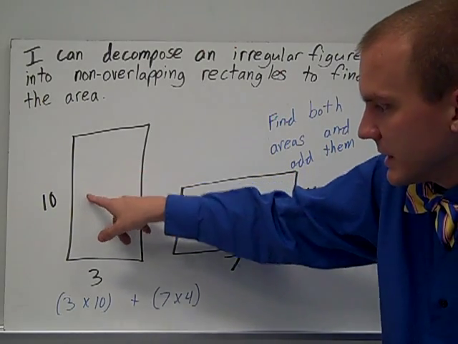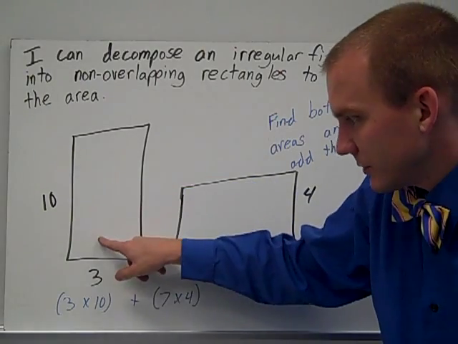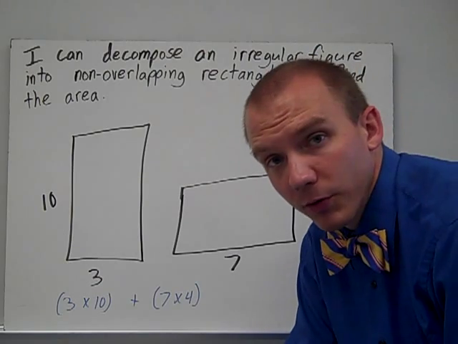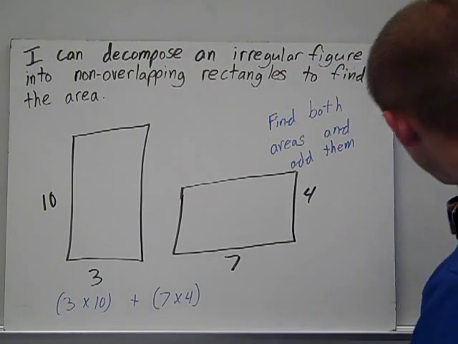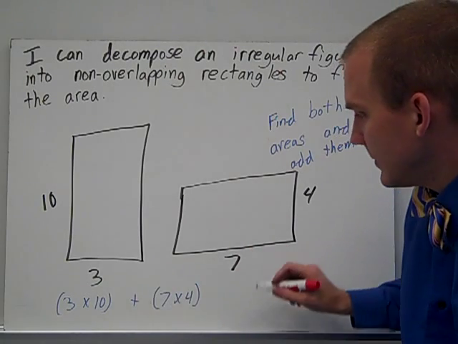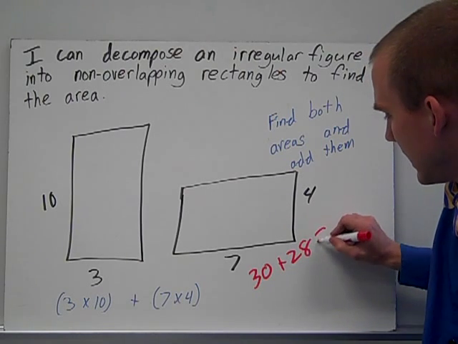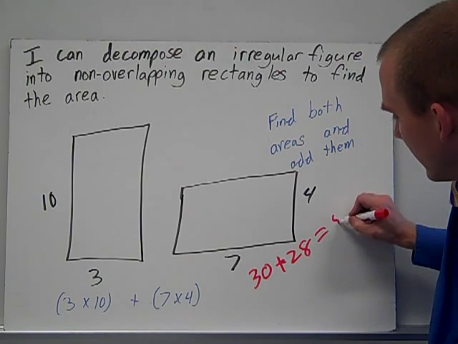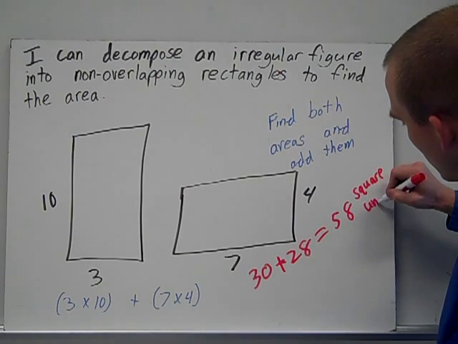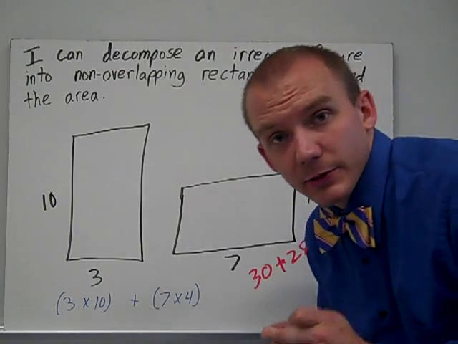So this rectangle is 10 by 3, and this one's 7 by 4, so you just do 10 times 3 plus 7 times 4, and you have the total area of both rectangles. So if you find both of them and then add them up, you get the total. 3 times 10 is going to be 30, 7 times 4 is going to be 28, and that total will be 58 square units. That's basically all we're going to have to do to meet this learning target.